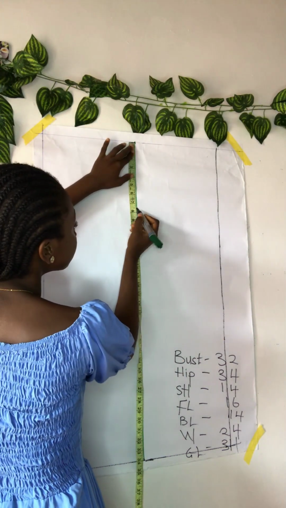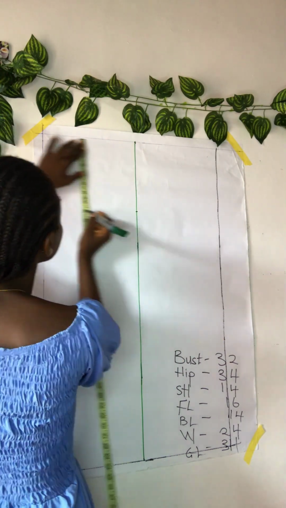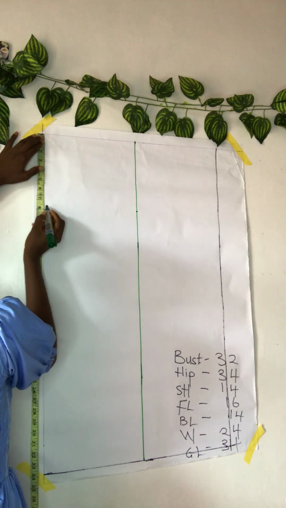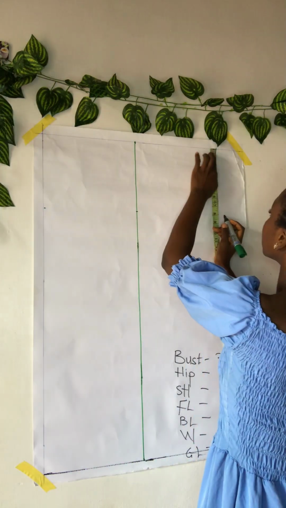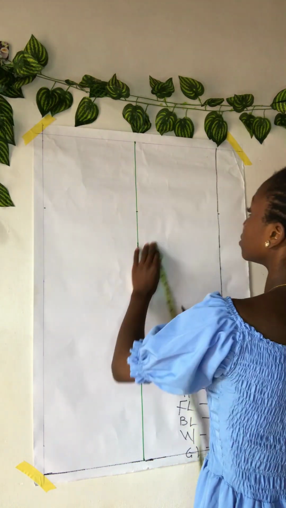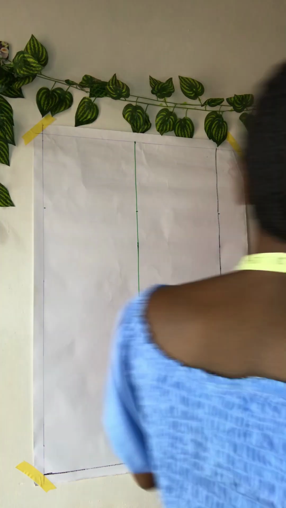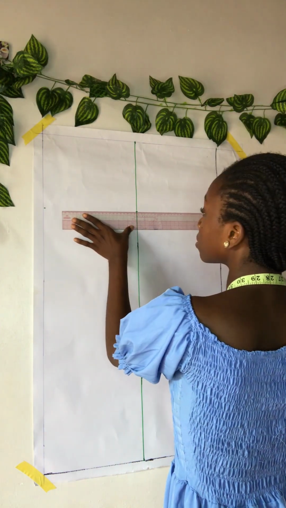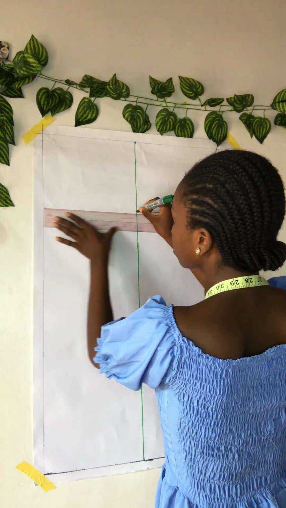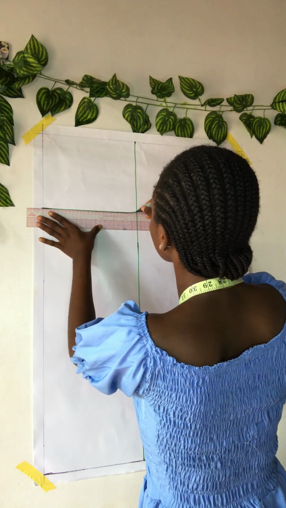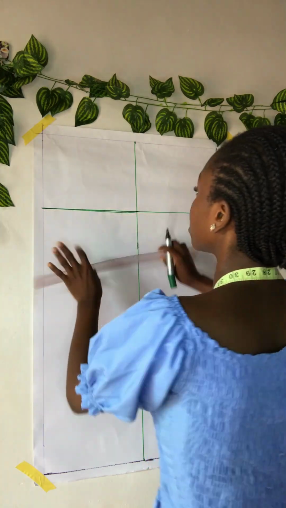So next we're going to take our chest line. My chest line is my bust divided by 6 plus 1.5, which is 32 divided by 6 plus 1.5, and that's going to give me 7.5. So I'm just going to mark out 7.5, and then I'm going to make a straight line.